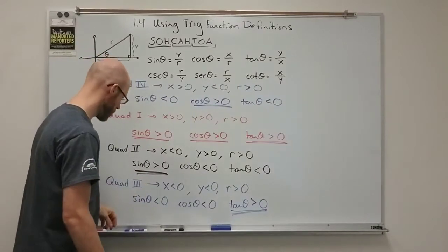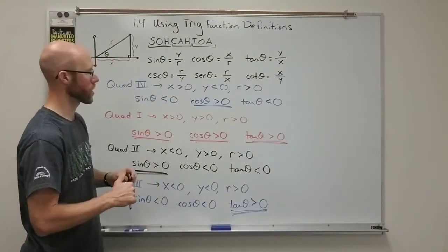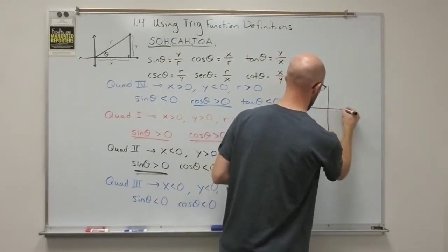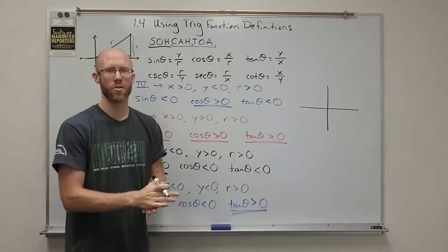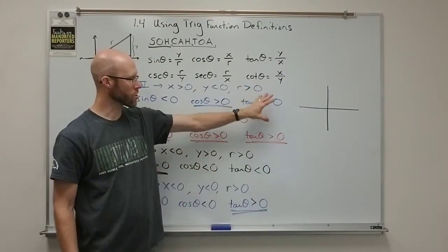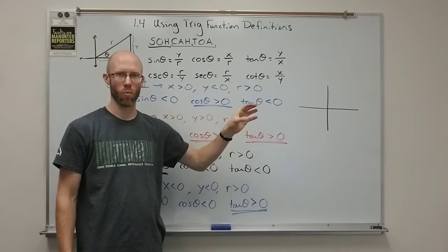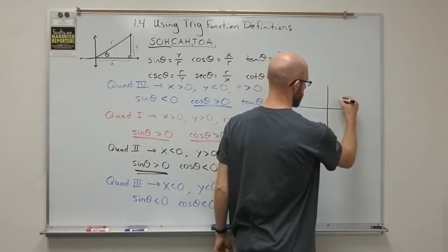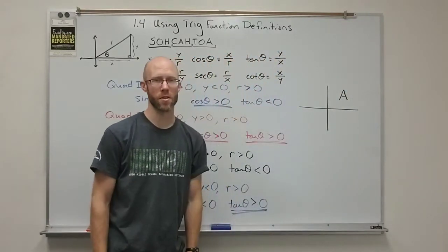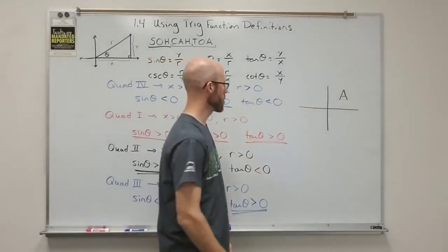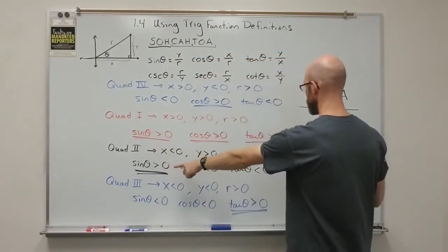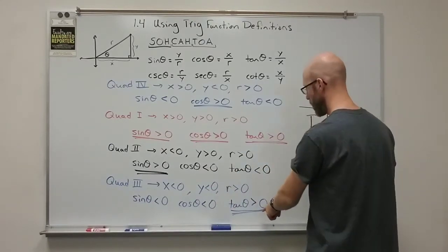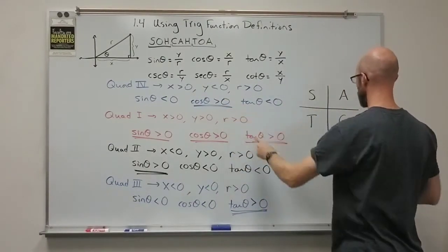All right? So I'm going to make a quick summary, a little chart over here, a diagram. If you draw quick XY axes over here, then in each of those quadrants, I'm going to write a letter representing what trig functions are positive. So in the first quadrant, all of them are positive, right? In the second quadrant, only, what did we say? Only the sine. In the third quadrant, only the tangent. And in the fourth quadrant, only the cosine.